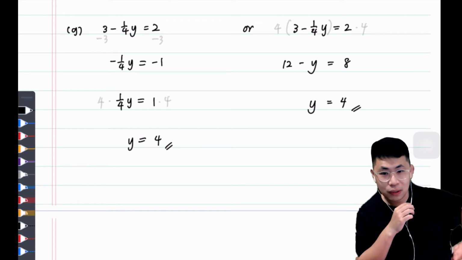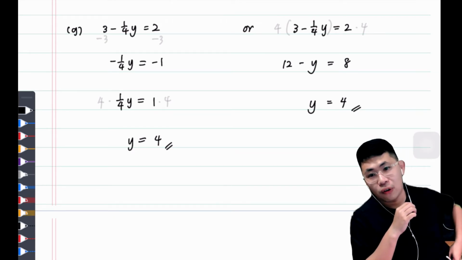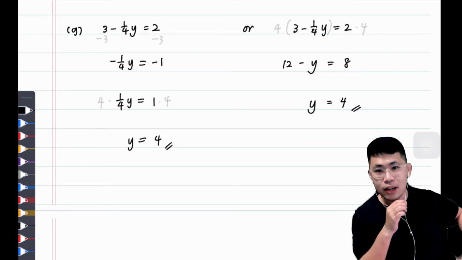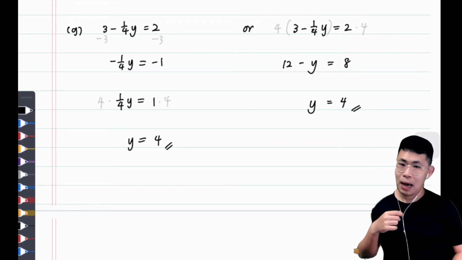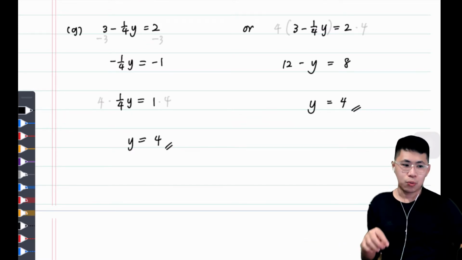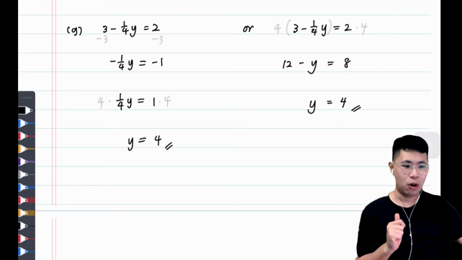Okay, so 12 minus what equals 8? 12 minus 4 equals 8. So y is equal to 4. Okay, so you can do this for part G. Alright, so with this, I'm going to go on to practice 2 on your page 131.